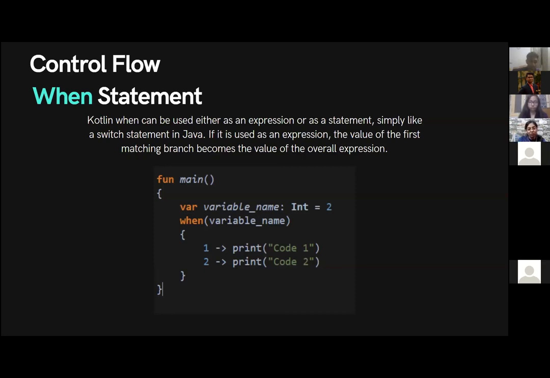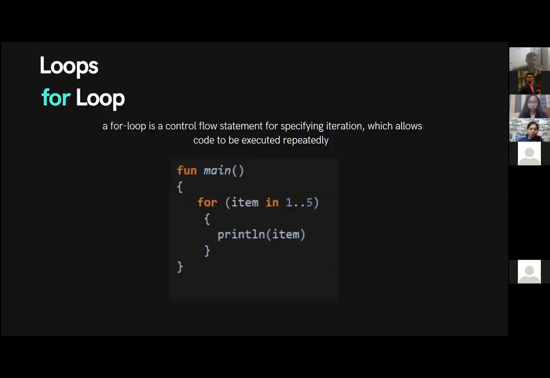Let me move ahead with loops. The first loop you have is the basic for loop. As you know, a for loop is a control flow statement for specifying iteration. If you want to run your code in multiple iterations, we generally use a for loop. The syntax for a for loop in Kotlin is also pretty straightforward. You just go with the keyword for, and then the condition or the range or the number of times you want to execute this bunch of code, and then you go down with the code block. So this is the basics of the for loop.